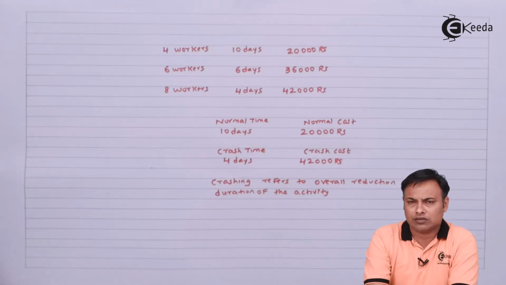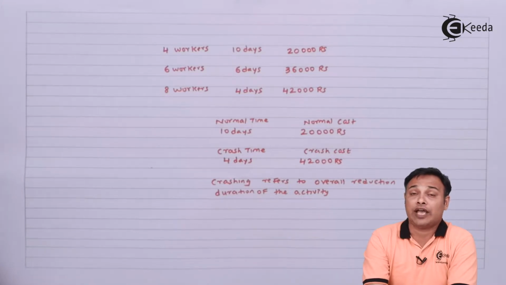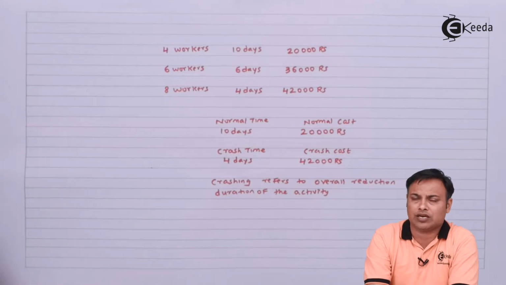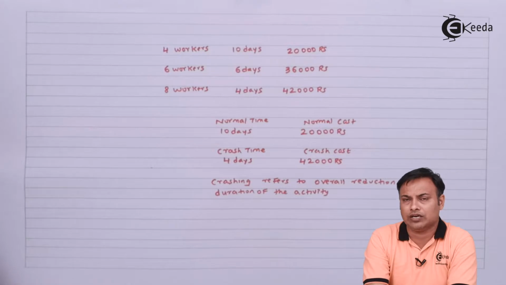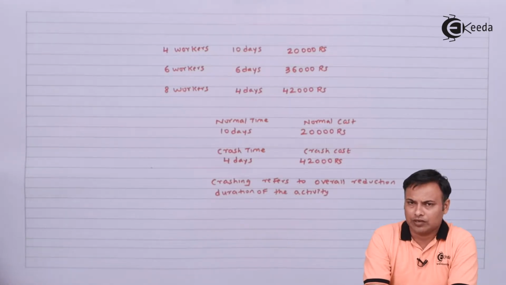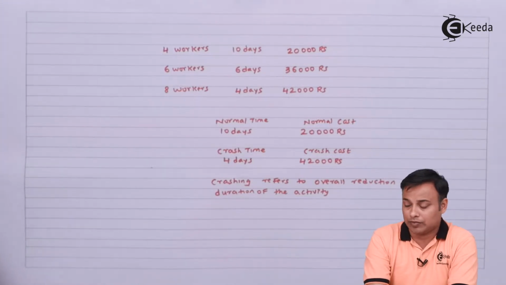Now how to work out the crashing, what are the steps involved in crashing, how do we decide which activity's duration should be reduced, which activity's time I have to reduce and by how much, what is the criteria to select the activities for crashing, all these things we are going to learn. And this is something that can be taught or explained only with an example. There are no theoretical steps as such. I'll just work out the steps by giving an example. Let's write an example.